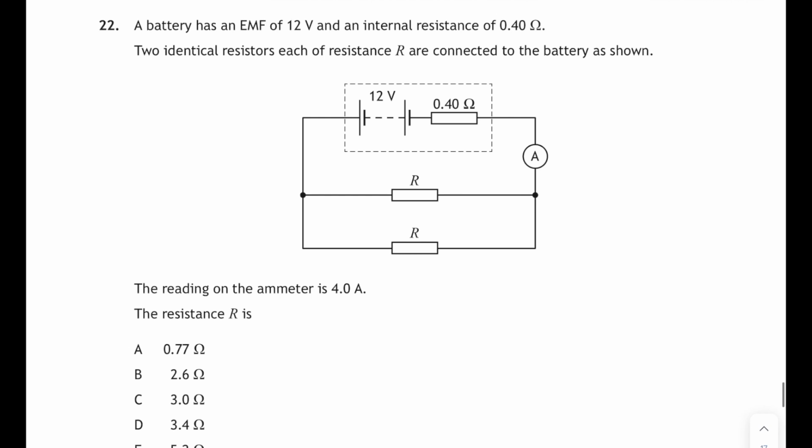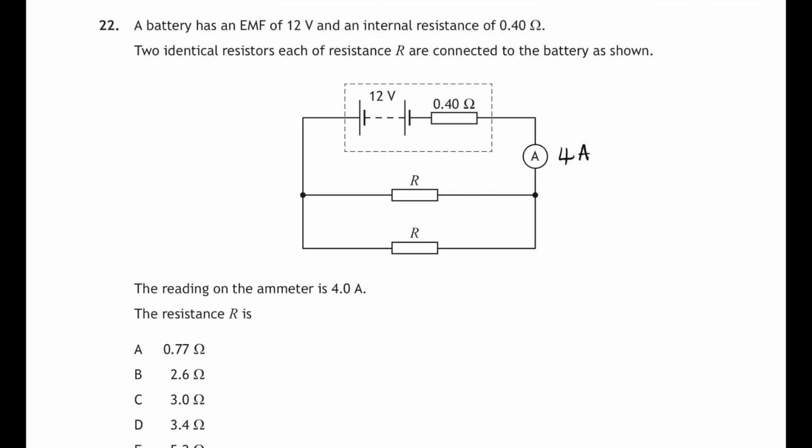A battery has an EMF of 12 volts and an internal resistance of 0.4 ohms, and two identical resistors, each of resistance R, are connected to the battery as shown, and the reading on the ammeter is 4 amps. We have to work out the resistance R of each resistor.